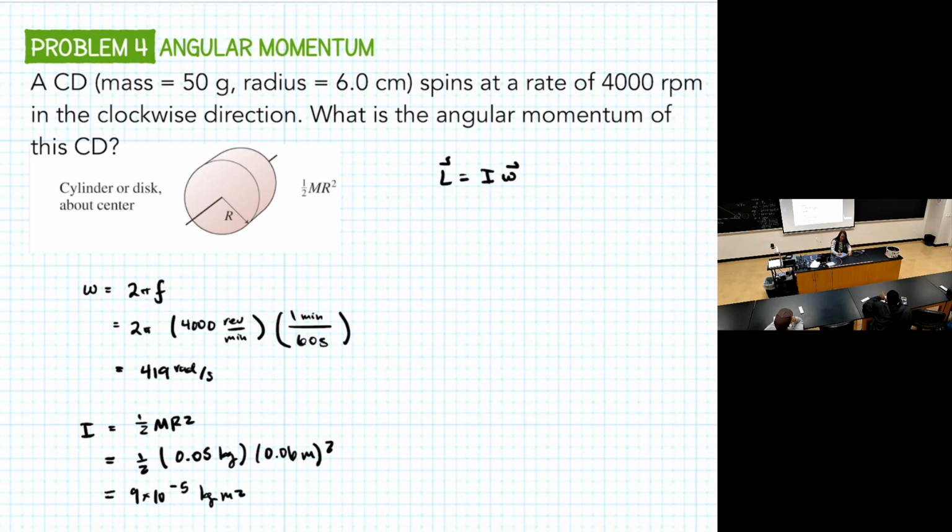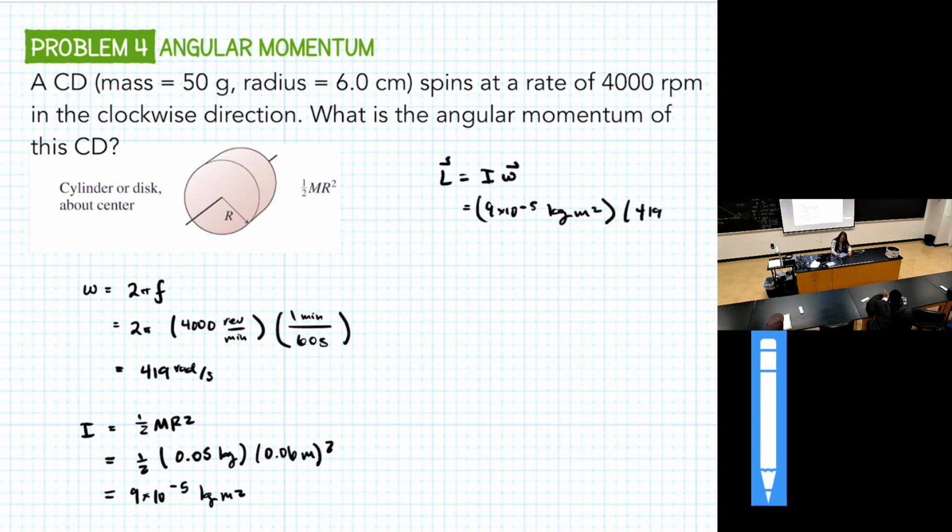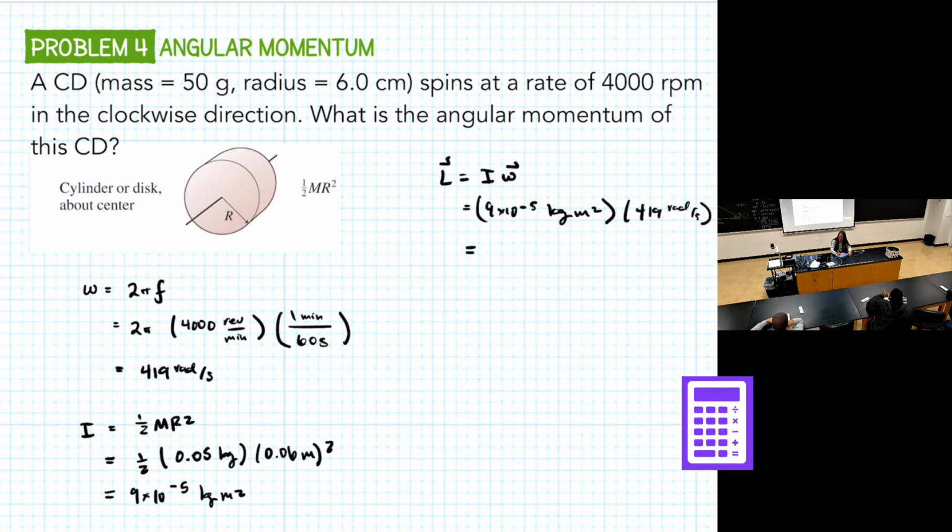Okay, then you plug this in. So we have 9 times 10 to the negative 5th kilograms meters squared times 419 radians per second. And that's going to give us 3.77 times 10 to the negative 2, so 0.0377 kilograms meters squared per second. So this is our angular momentum. And which way is it pointing? Negative.